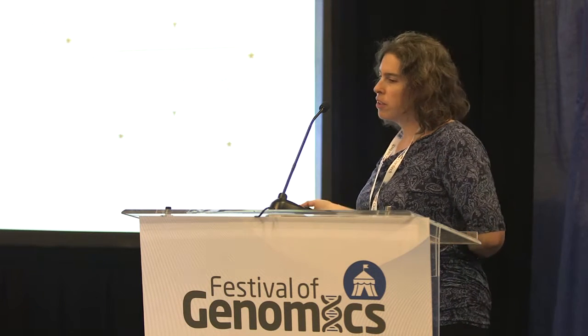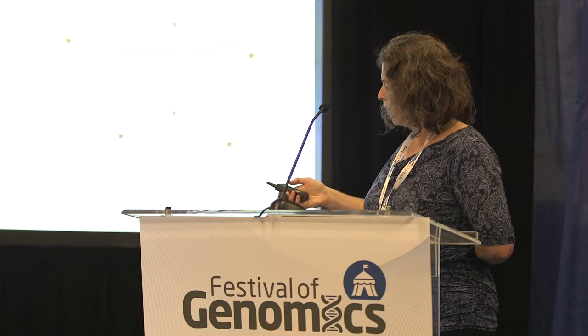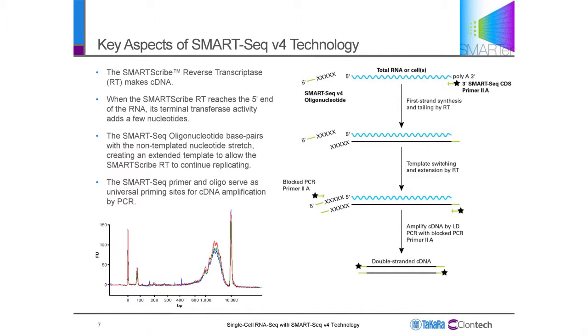So I've mentioned SMART technology a couple of times, and so now I want to talk to you about some of the key aspects of this technology. So we can start with total RNA or actual whole cells. And what happens is that we use a SmartScribe reverse transcriptase to make the cDNA. And what happens is when the transcriptase reaches the 5' end, it adds a few non-templated nucleotides at the end. And by virtue of the addition of these non-templated nucleotides, a specially designed oligonucleotide can specifically hybridize to there, and this basically forms an extended template.